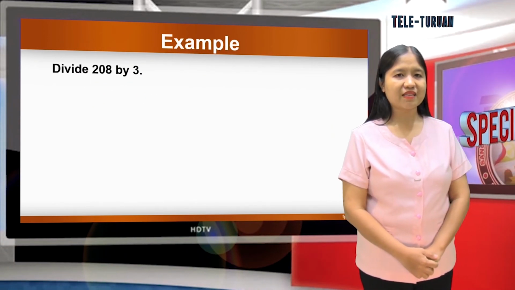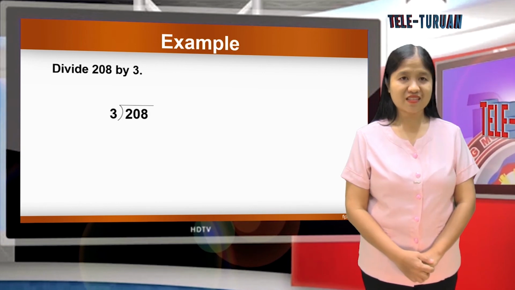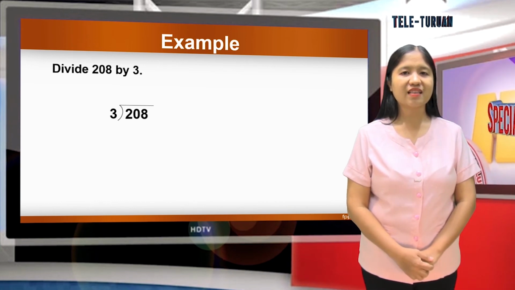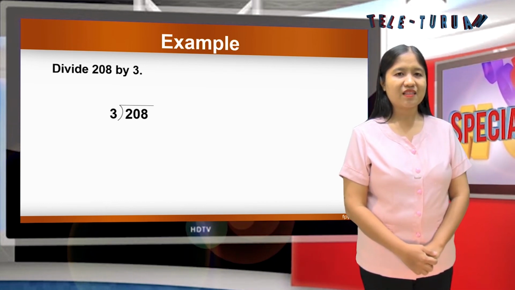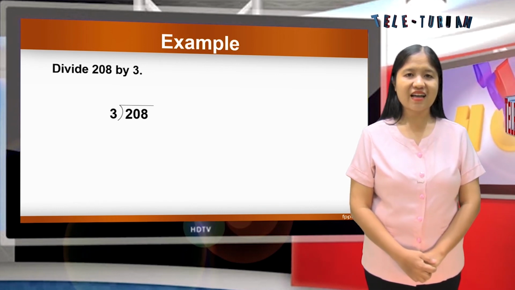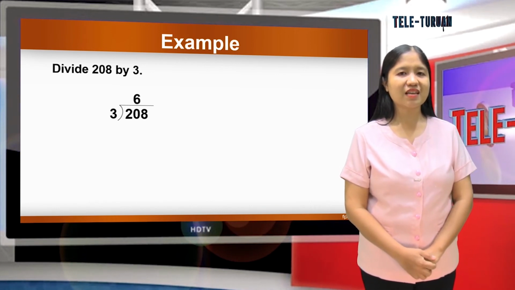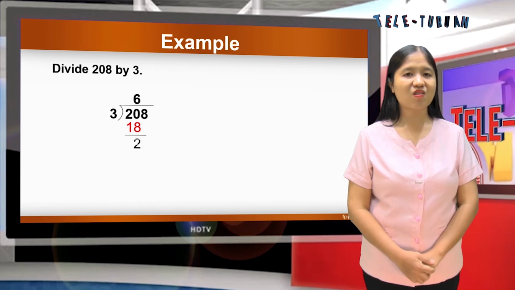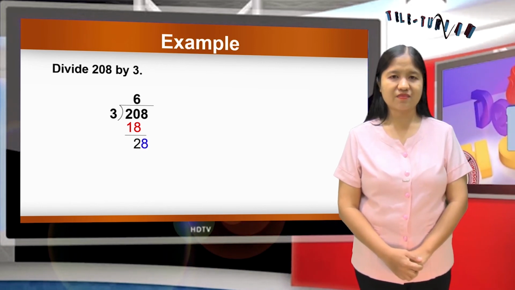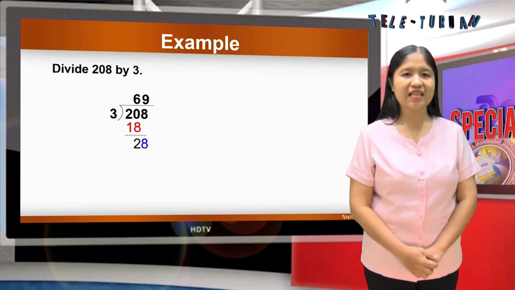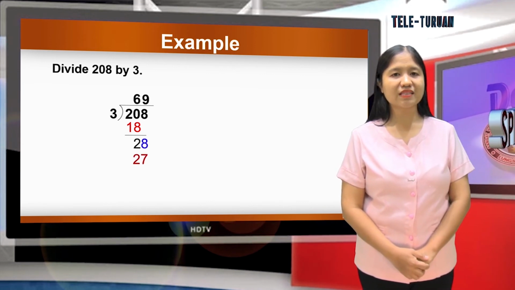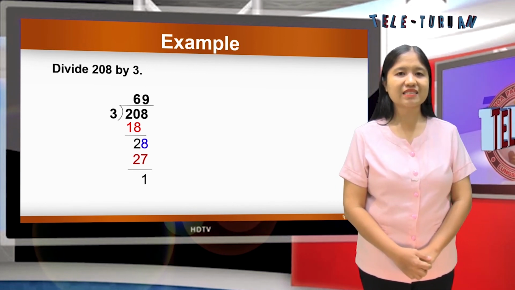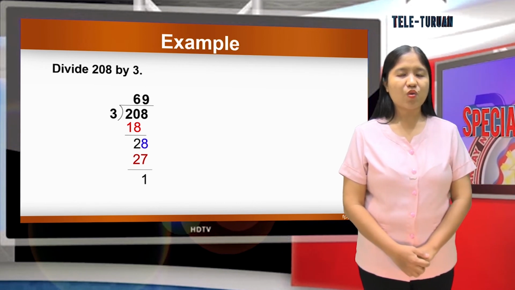Divide 208 by 3. Set up the long division by writing the division symbol where the divisor is outside and the dividend inside it. Divide 20 by 3. The answer is 6. 6 times 3 is 18. Then, subtract 18 from 20. The result is 2. Bring down 8. 28 divided by 3 is 9. 9 times 3 is 27. Then, 28 minus 27 is 1. 1 is less than the divisor, so we are going to stop.